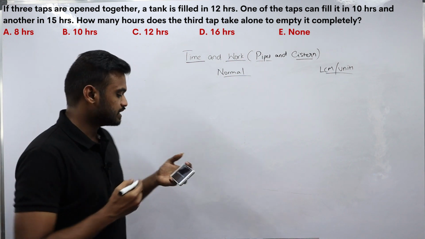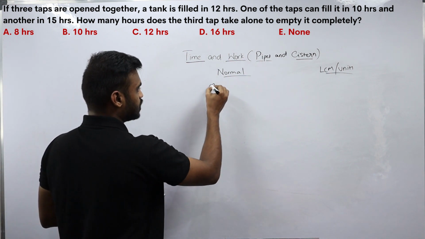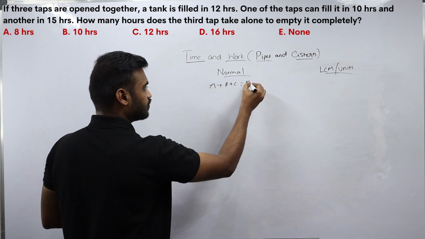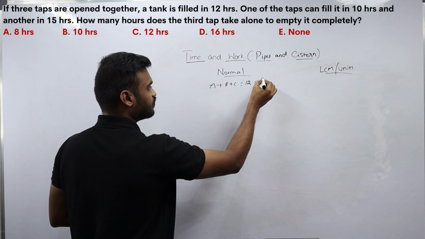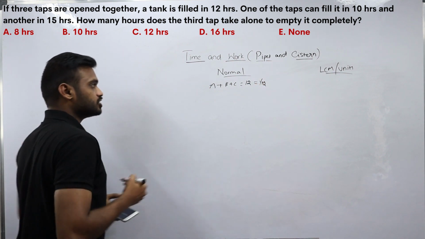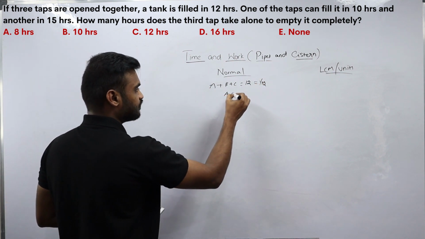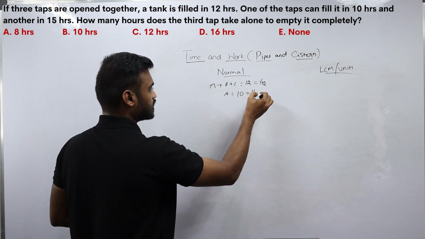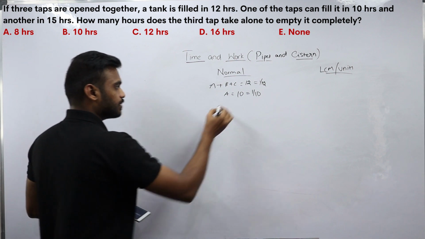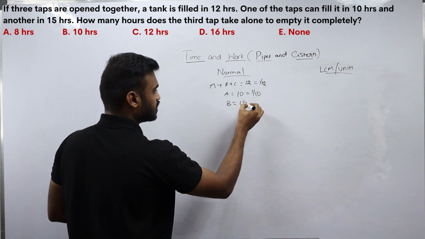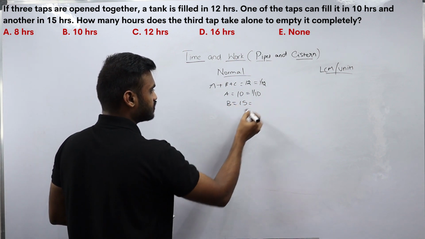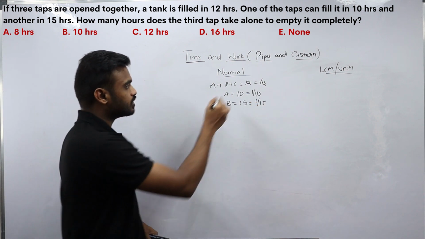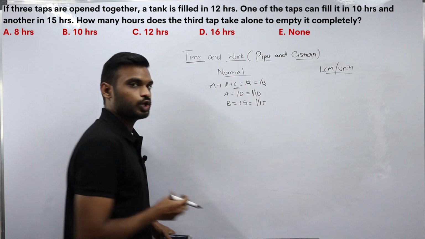Now they are saying that if 3 taps are opened together, that is A, B and C, they can fill the tank in 12 hours. That is, 1 hour's work will be 1 by 12. One of the taps can fill the entire tank in 10 hours, so 1 hour's work will be 1 by 10. Another tap can fill the tank in 15 hours, so 1 hour's work will be 1 by 15. Now we need to find the total time taken for the third tap to empty the tank.